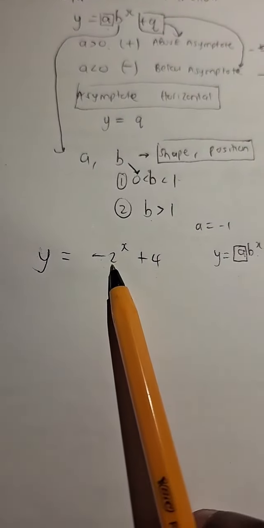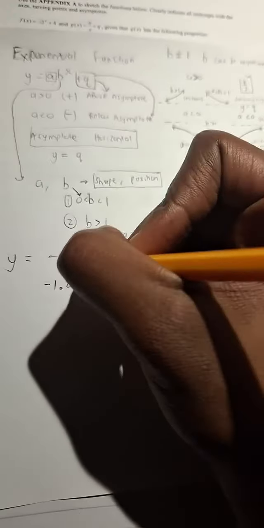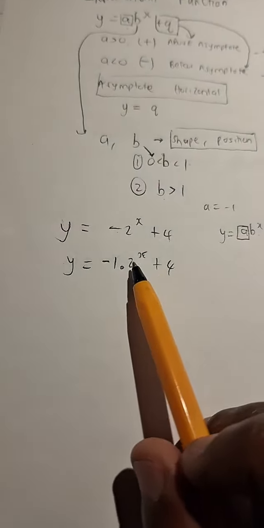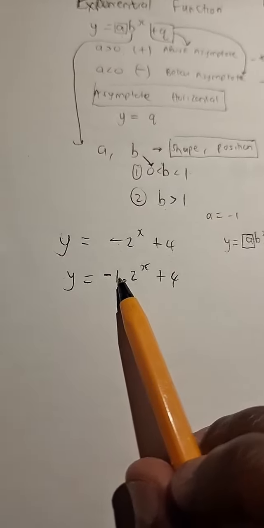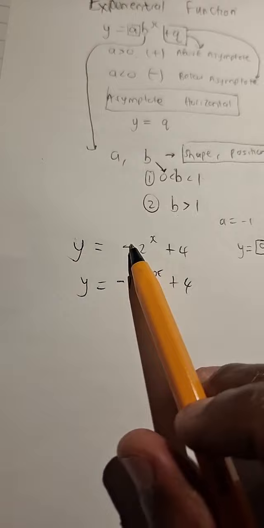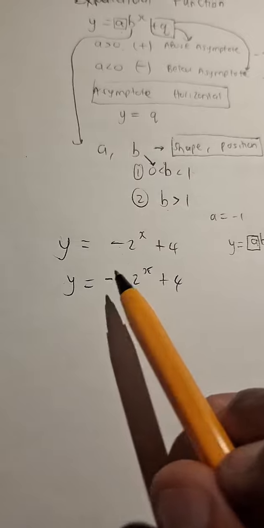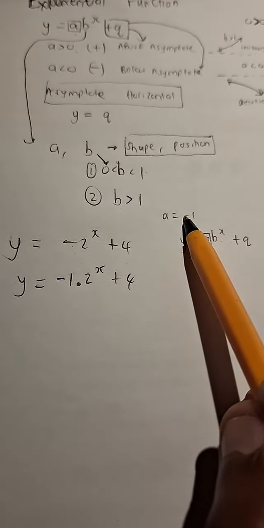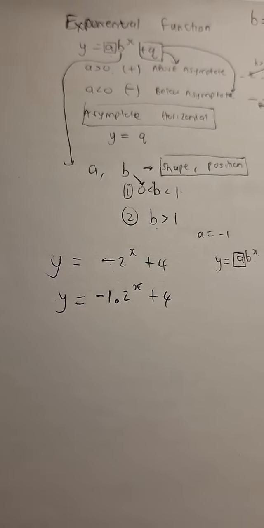So that is why, when we come here, we need to say that this negative sign simply represents a negative 1 multiplied by 2 to the power x. I hope you understand me now. This negative sign is a negative 1 multiplied by 2. So there is an invisible 1 that is multiplied to the 2, which is why we say that our a value is negative 1. Okay? All right. So hopefully it makes a bit more sense.